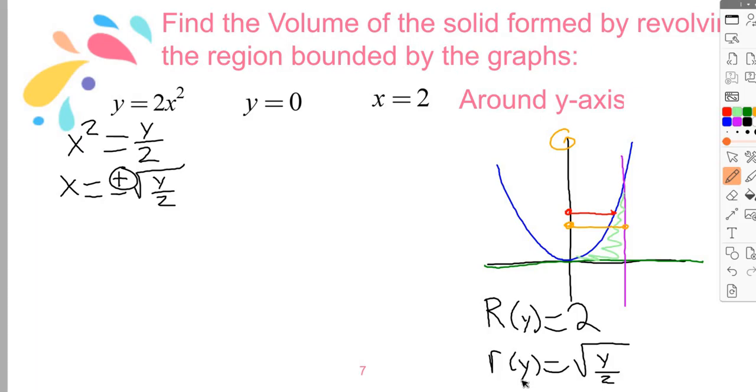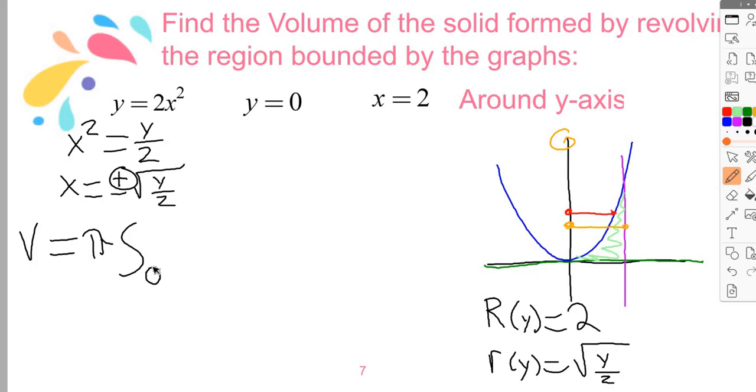Are we okay with how we count those? Then our volume. Again, the hard part is finding those two things. What are we going from? What are our bounds?